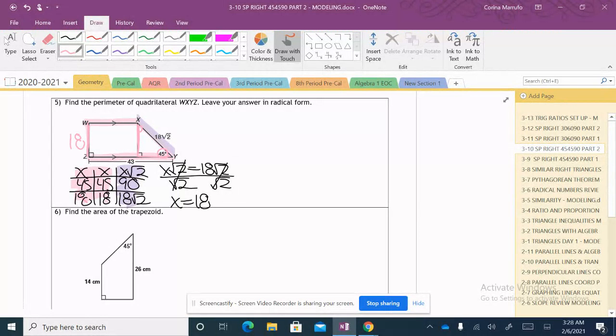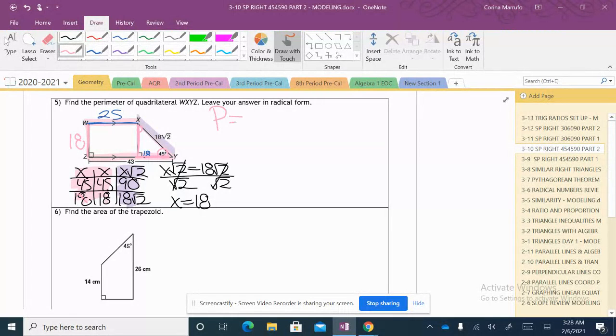Okay. Now, if from here to here is 18, then we can find just this little section right here by doing 43 minus 18, which I believe gives you 25. There you go. Okay, so now we're ready to get the perimeter.